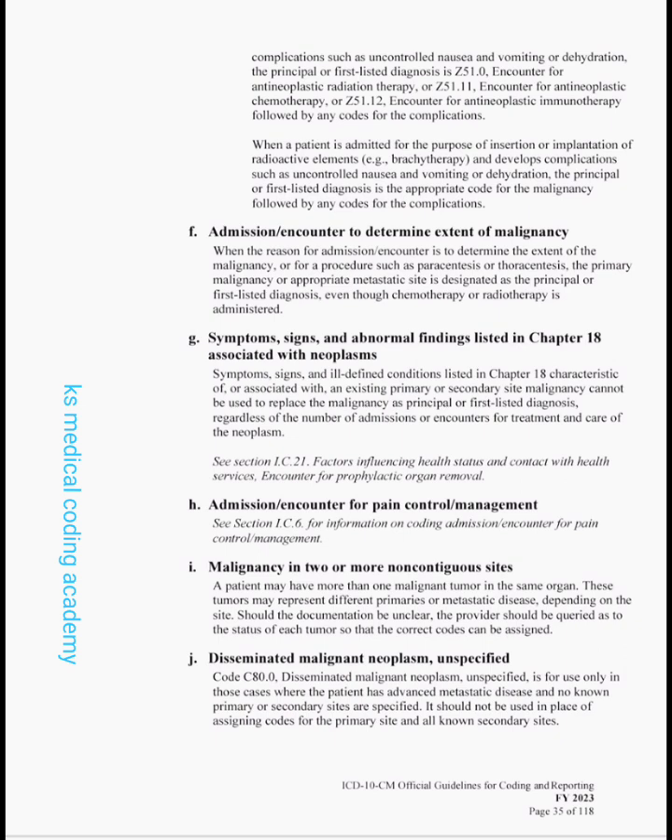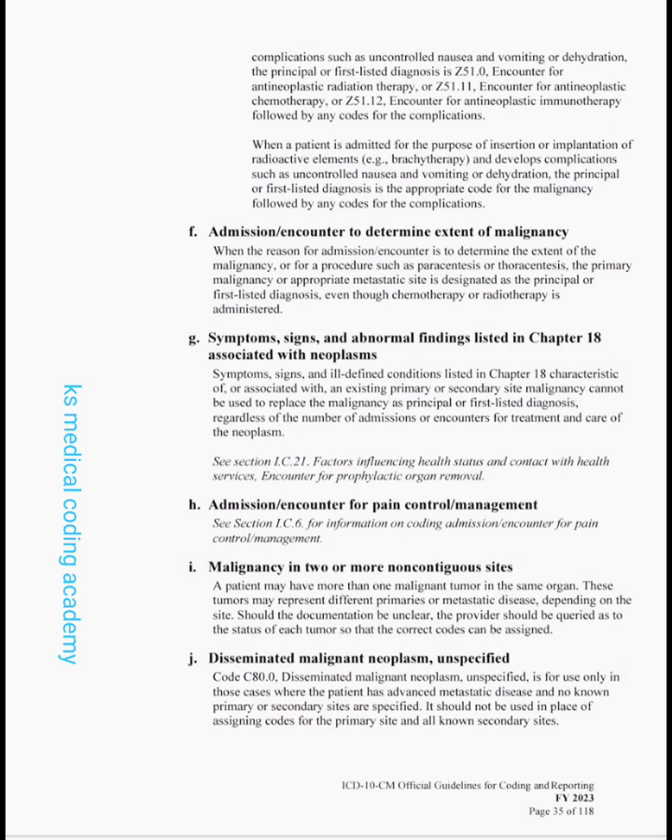G. Symptoms, signs, and abnormal findings listed in Chapter 18 associated with neoplasms. Symptoms, signs, and ill-defined conditions listed in Chapter 18 characteristic of, or associated with, an existing primary or secondary site malignancy cannot be used to replace the malignancy as principal or first listed diagnosis, regardless of the number of admissions or encounters for treatment and care of the neoplasm. See section I.C.21, Factors influencing health status and contact with health services, encounter for prophylactic organ removal.